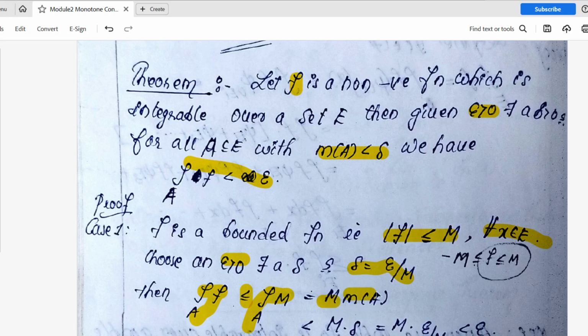So now measure of A is considered as less than delta. So you can write less than delta, and delta we have assumed as epsilon by M. So capital M into epsilon by M, which is less than epsilon എന്ന് വരും. Now we get integral of f over A is less than epsilon എന്ന് കിട്ടി.